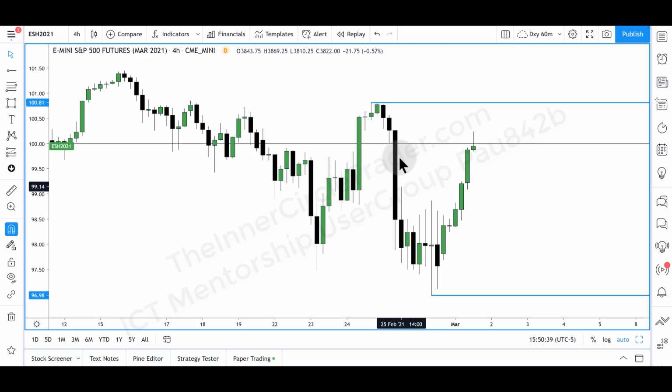Right? This is a SIBI. Consequent encroachment would be the midpoint between this low and this high. That would be a level it could have reached, and then completely come all the way up into this low here, and a little bit more into it. I don't want to see this high taken out, because if it does, then like I said, stocks will continue to keep going.